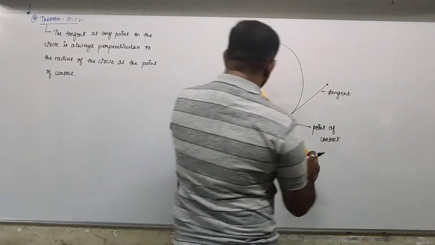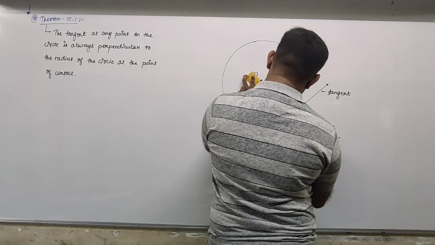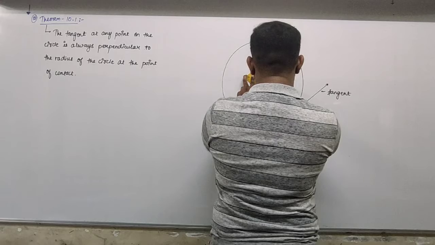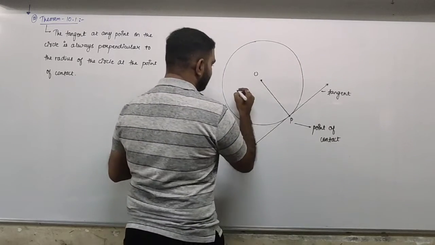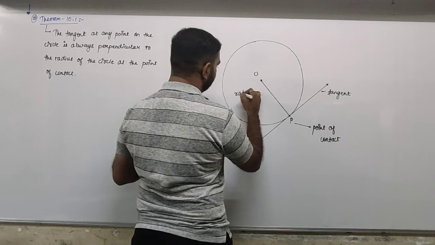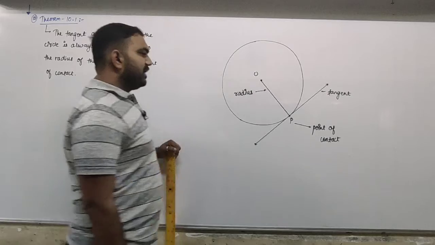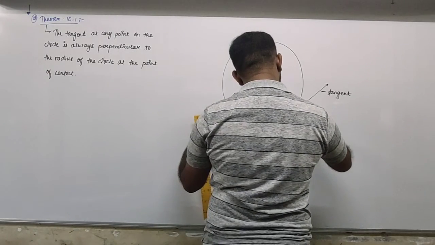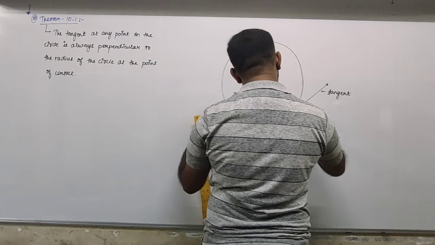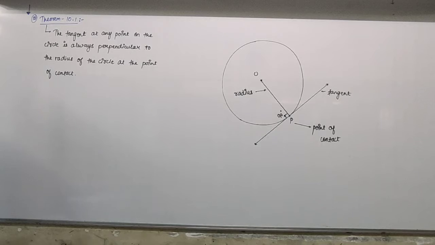Now from here we draw the radius like this. So what is this? This is the radius, OP. OP is the radius. So a radius and tangent are always perpendicular, that is, the angle between the two will always be 90 degrees. That is what theorem number 10.1 says.